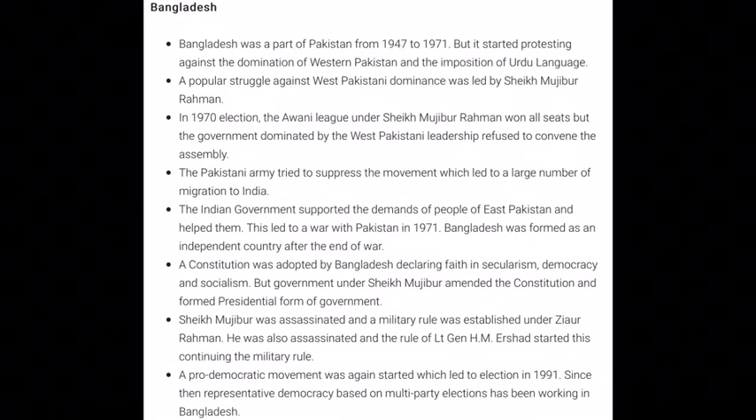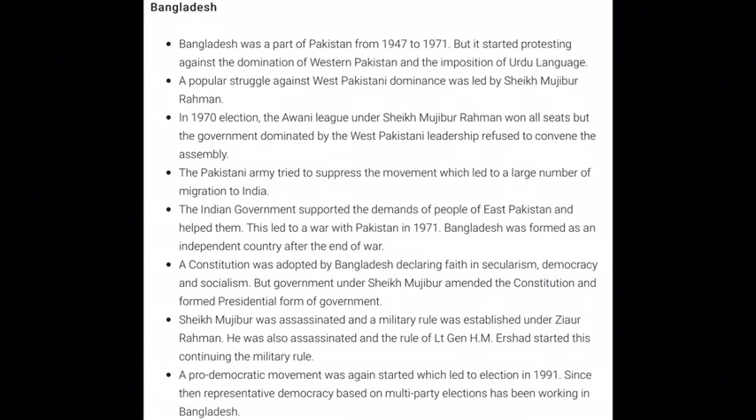So the Awami League under Sheikh Mujibur Rahman won all the seats, and the government of West Pakistan refused his leadership, because elections were also held for the constitutional assembly. A new constitution had to be made in West Pakistan, and East Pakistan also participated in it. So this Sheikh Mujib also participated and he got the majority also.